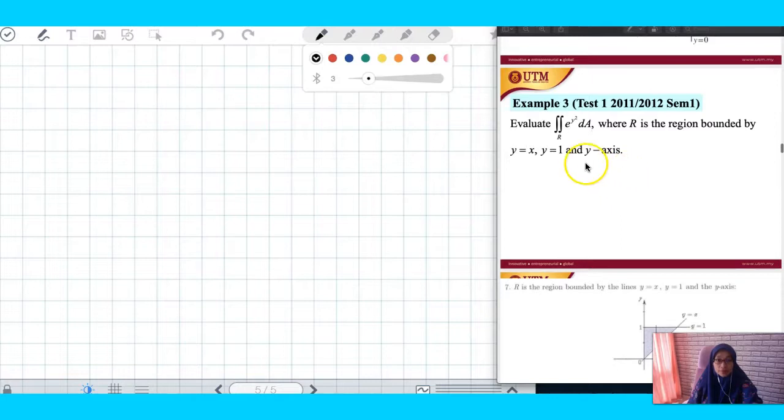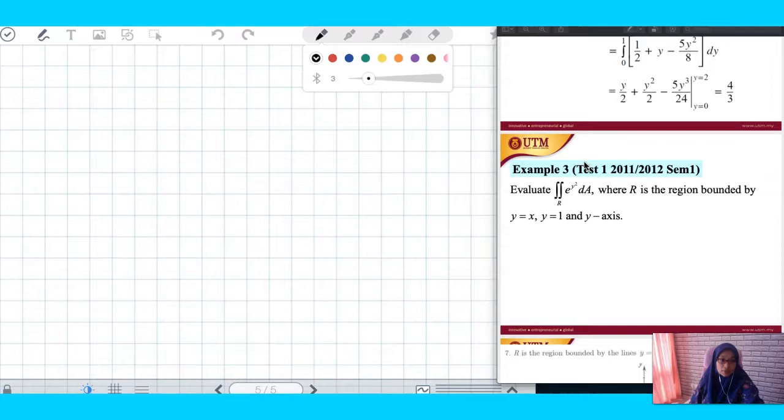So next we look at example 3. This one is a question from a past year test. Just like example 2, you need to determine the order of integration yourself, and also determine the limits of x and y based on the region provided. So here we need to know the region first.